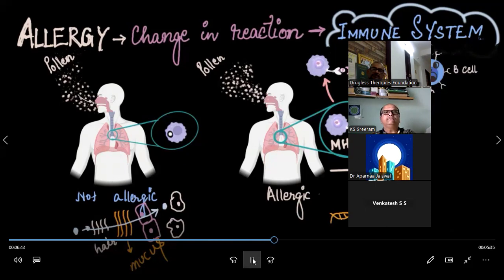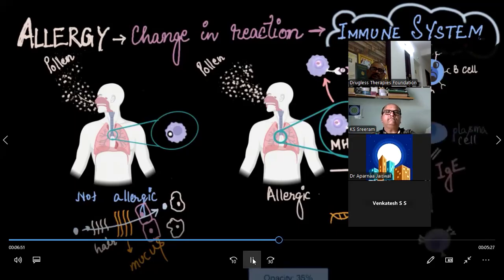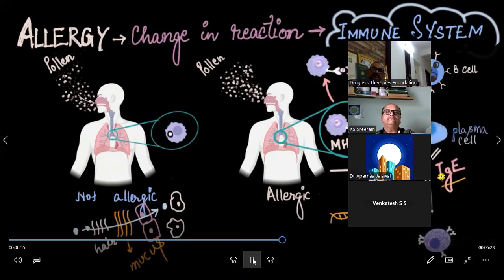And as soon as all these cells get activated, as soon as this B cell gets activated, it will produce a special type of antibody called IgE, that is immunoglobulin E. Now let me tell you that this IgE is not the very common type of immunoglobulin produced by B cells. It normally produces IgG or IgM kind of antibodies. Now there are videos that talk about all these different types of antibodies.